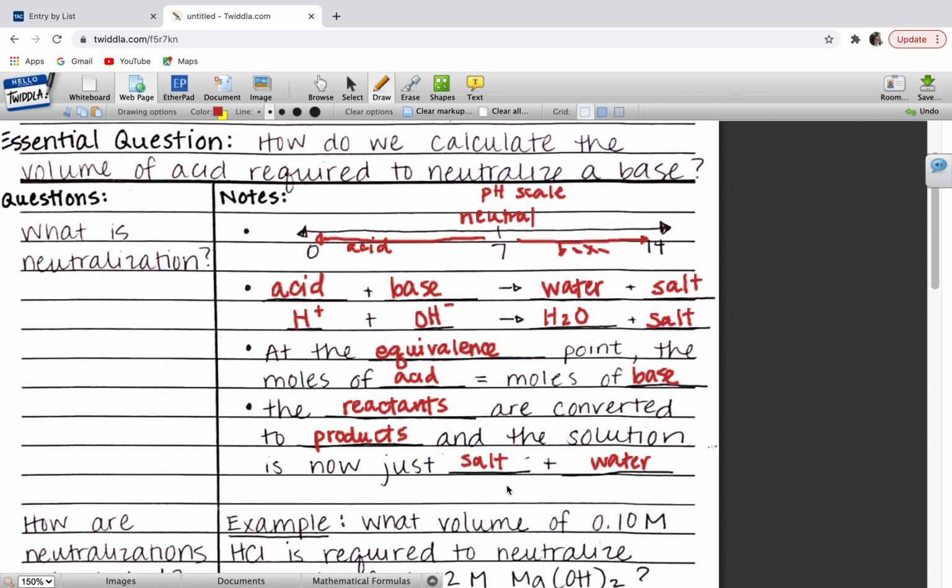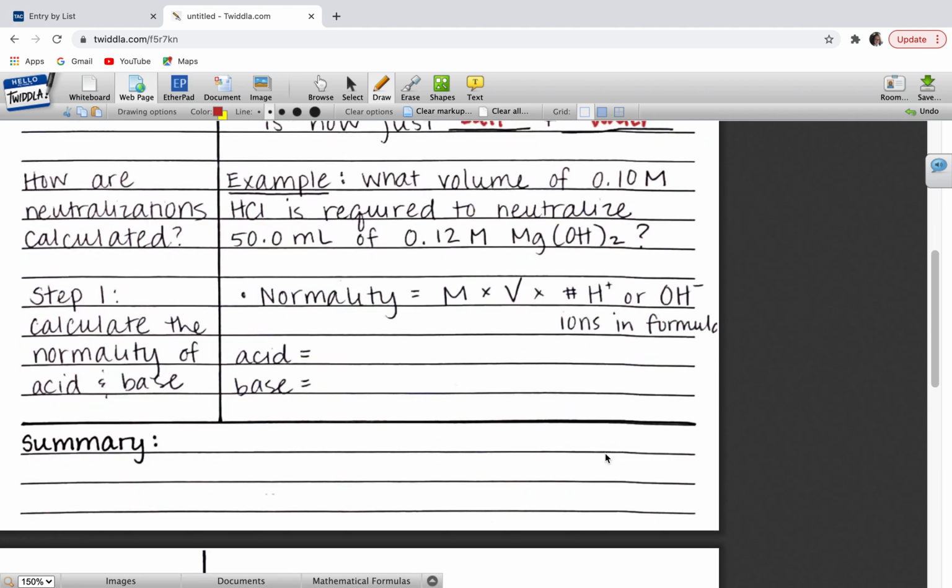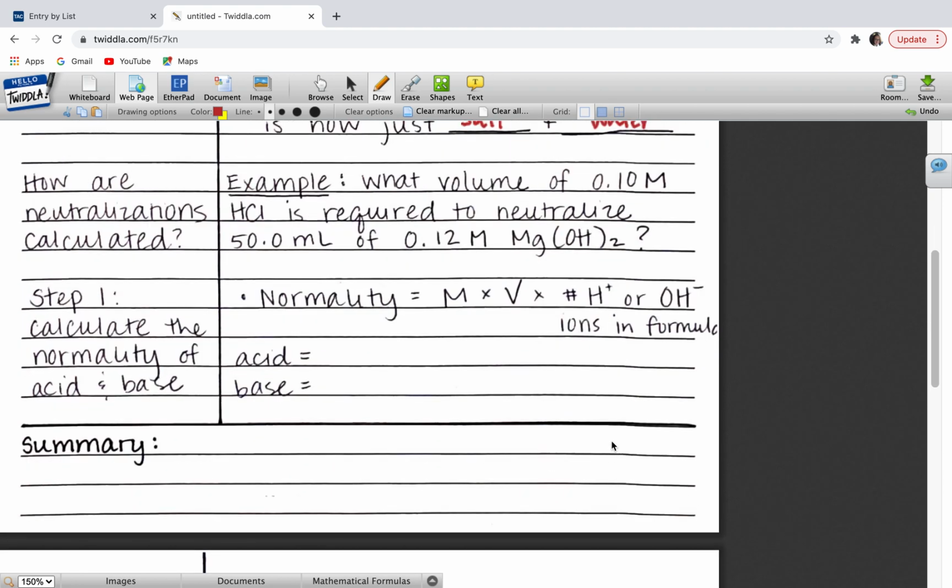But that's the equivalence point. At the equivalence point, acid and base are gone, and you just have salt water, which isn't dangerous, okay? So we need to figure out how to get equal amounts of acid and base. We need to figure out how to calculate the amount of stuff required to reach that equivalence point. And so I pulled an example problem that's a lot like the problems on your homework assignment. And we're going to talk about the steps in solving it, okay?